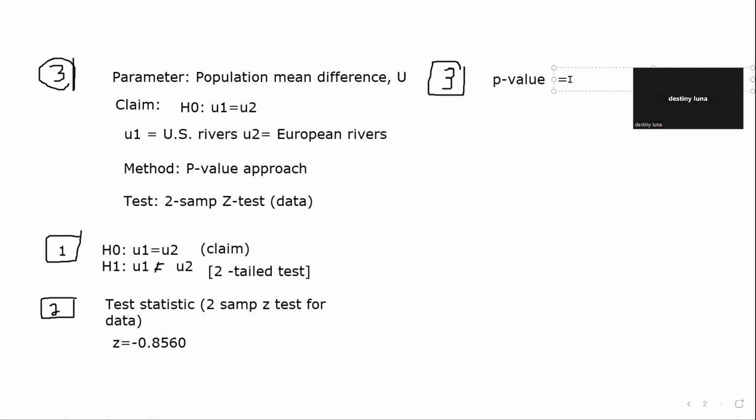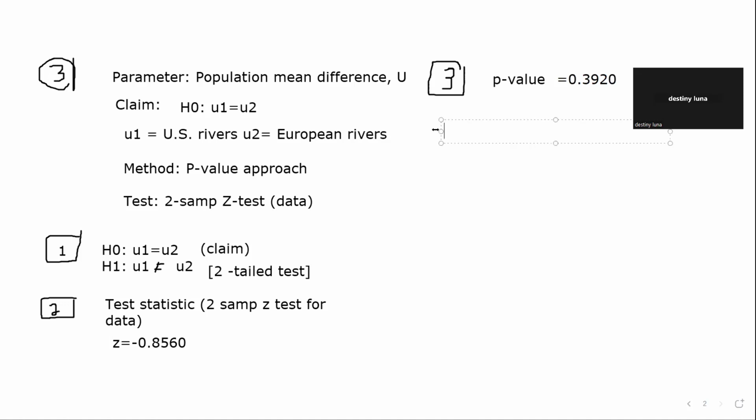0.3920. Not sure why my Zoom is having a bit of an issue right now. 0.3920. Okay, 0.3920. That's your p-value.